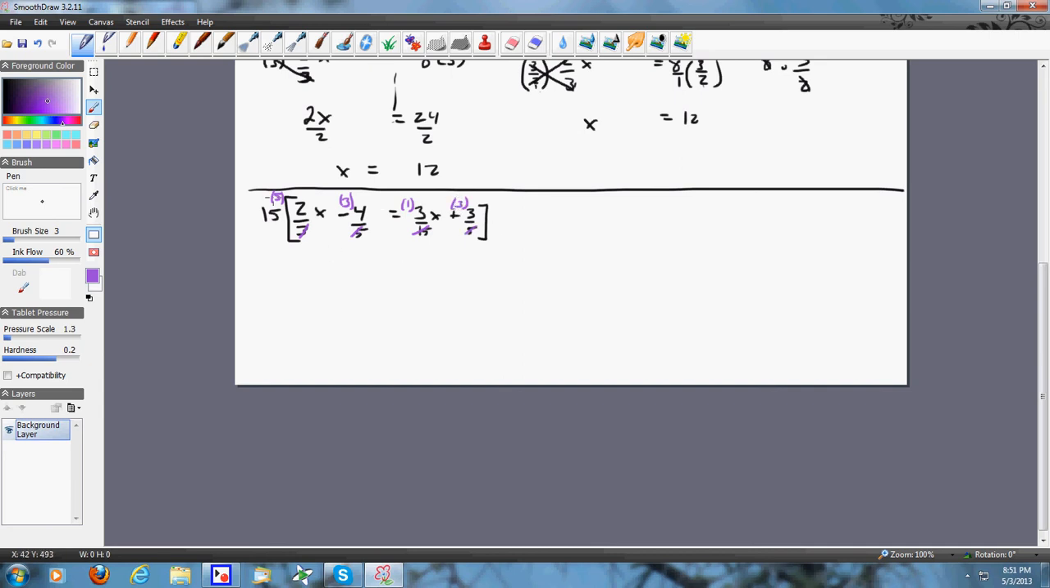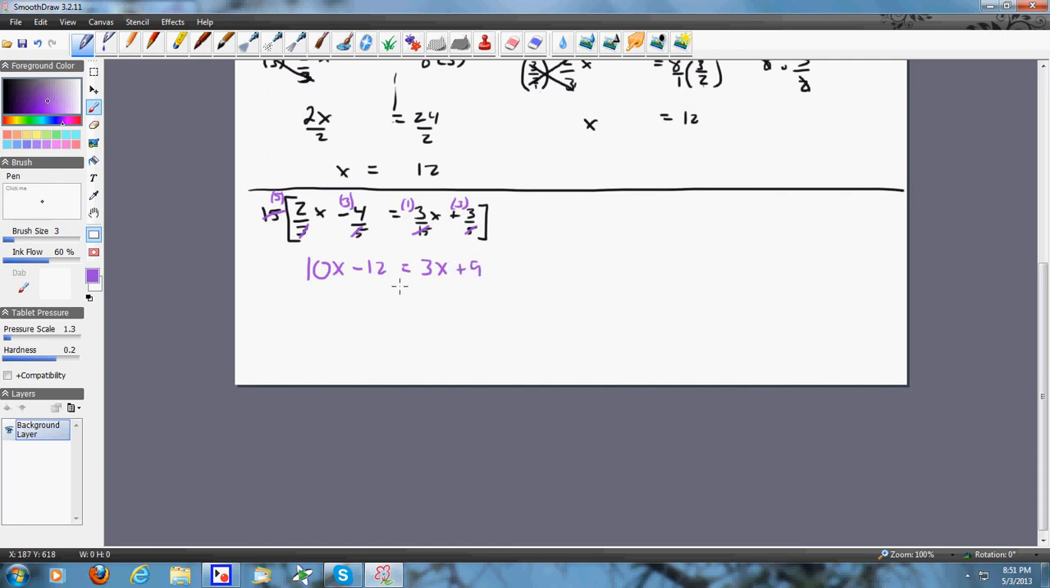All these numbers are being multiplied by 15. So the 15 is going to go away, and because 15 divided by 3 is 5, the 15 changes into a 5 for the 2x, and I'm left with 5 times 2x, which is 10x. 5 goes into 15 3 times, so I'm left with 3 times 4, which is negative 12. 15 goes into 15 once, so I'm left with equals 3x. 5 goes into 15 three times, so 3 times 3 is 9.